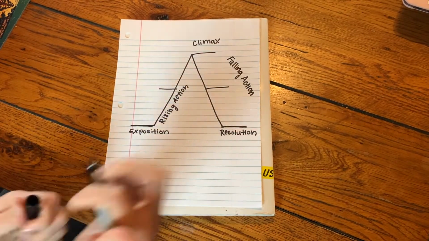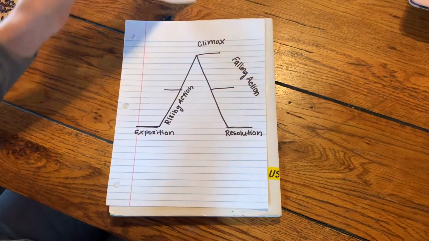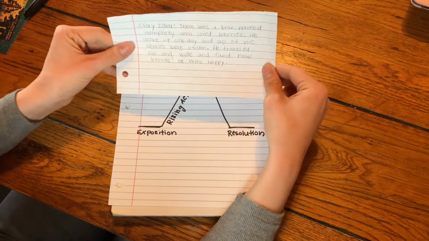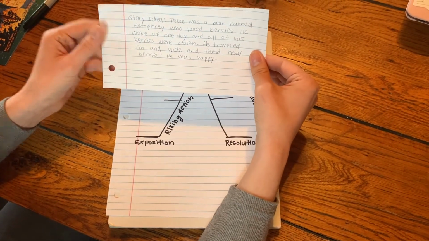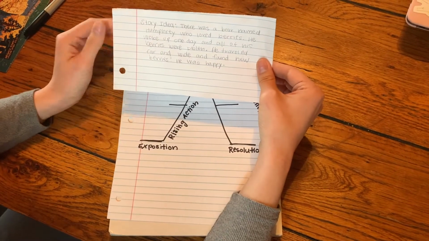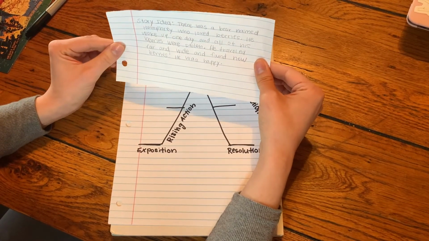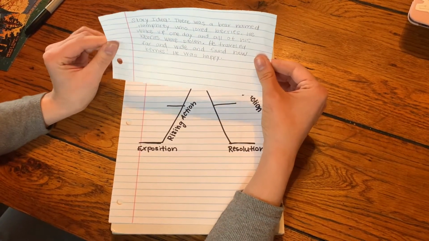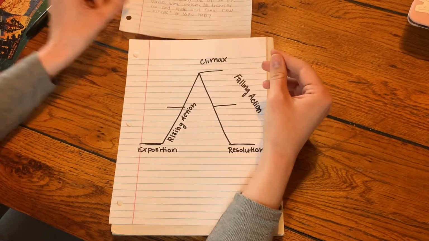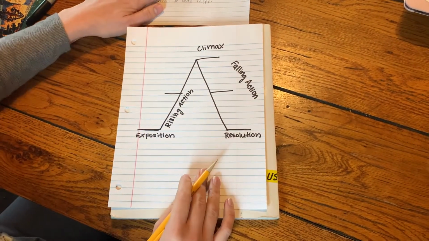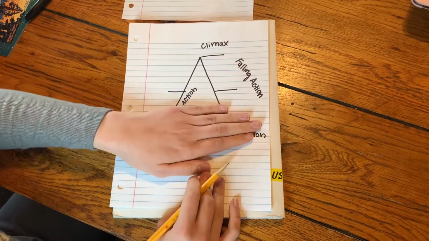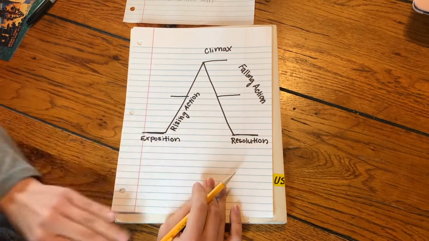So for our story, that I'm gonna be doing as an example, there was a bear named Humphrey who loved berries. He woke up one day and all of his berries were stolen. He traveled far and wide and found new berries. He was happy. So now we're going to break up that story, that idea that we have, and put it on here so that way we can see the 5 pages that we're going to draw.